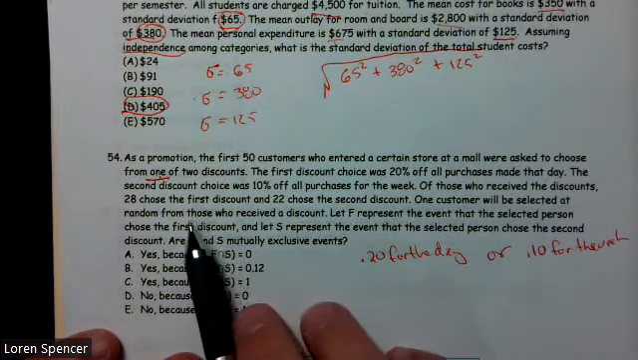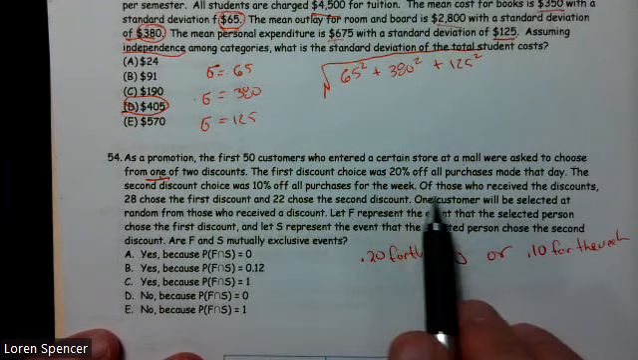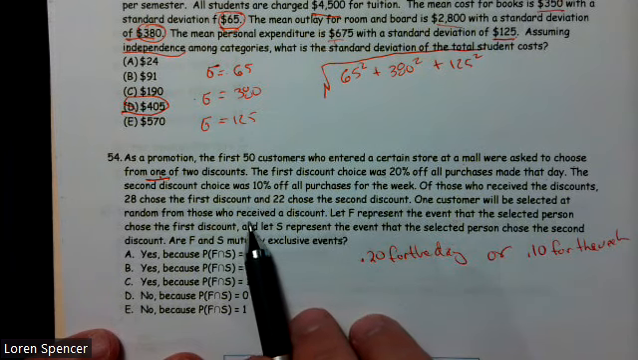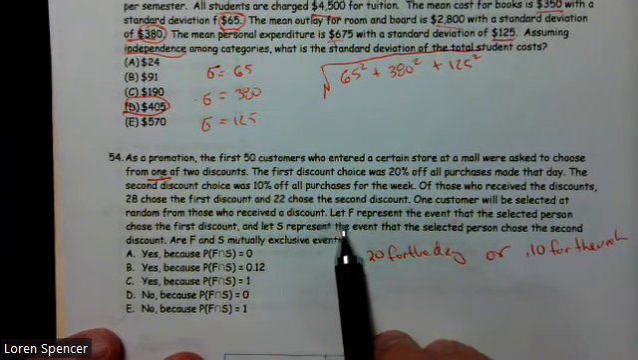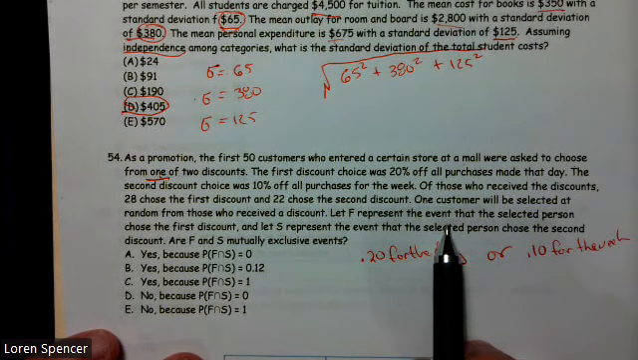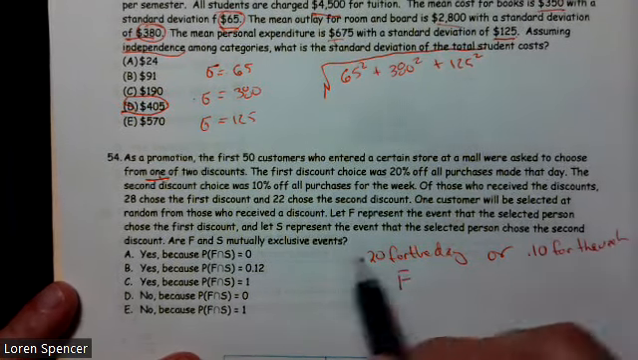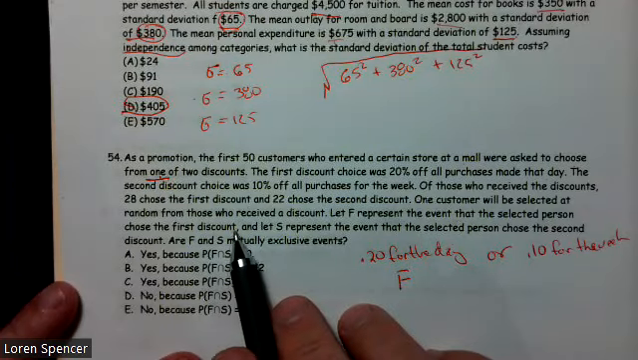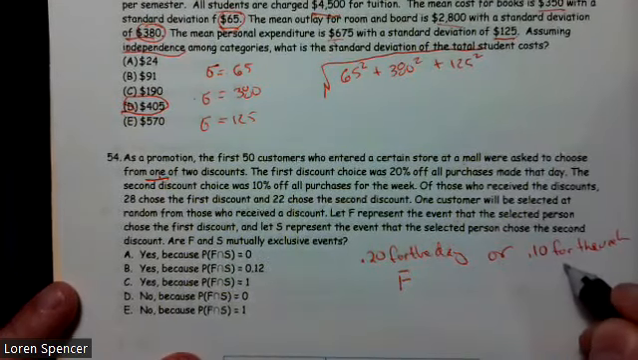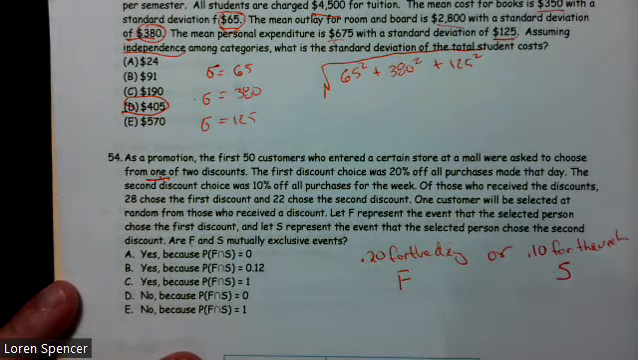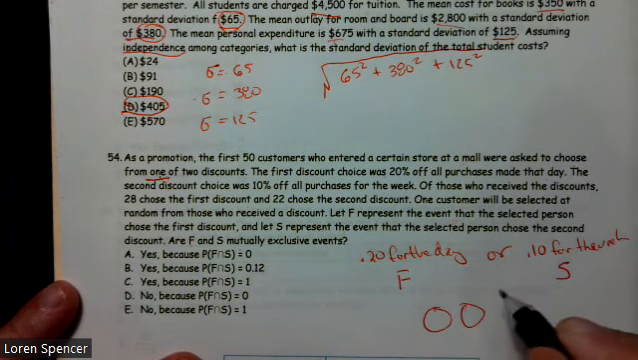Of those who received the discounts, 28 chose the first and 22 chose the second. One customer will be selected at random from those who received a discount. Let F represent the event that they chose the first discount, and let S represent those who chose the second discount. Are F and S mutually exclusive? In other words, is there an overlap? That's mutually exclusive, or do we have some sort of overlap?